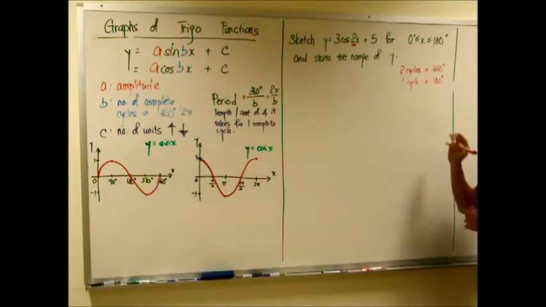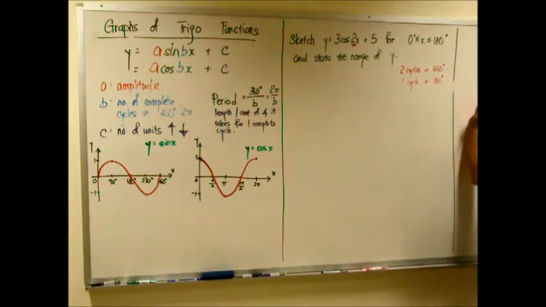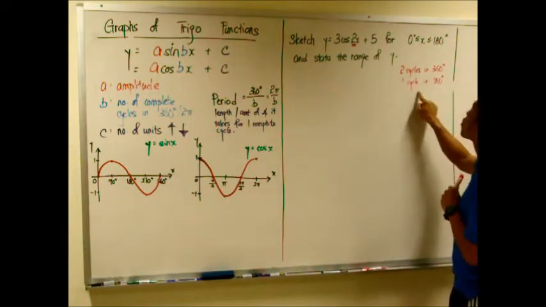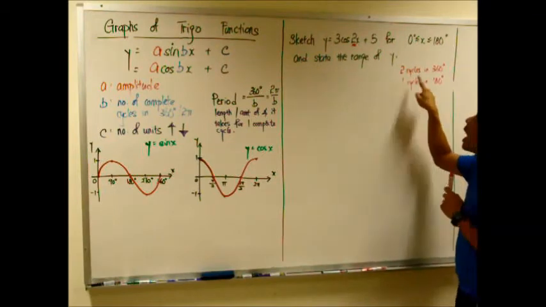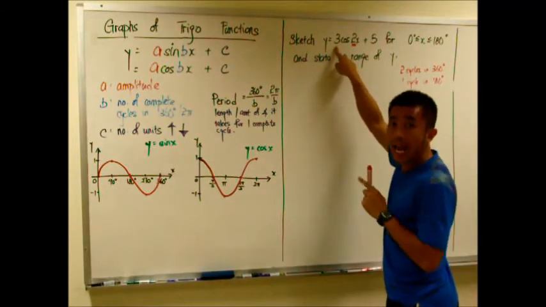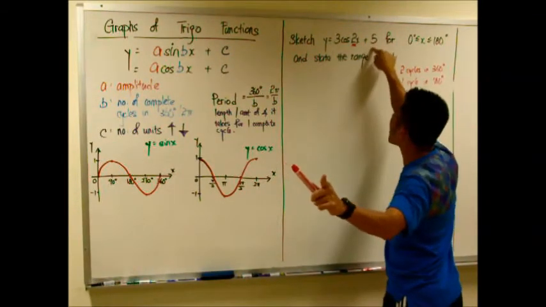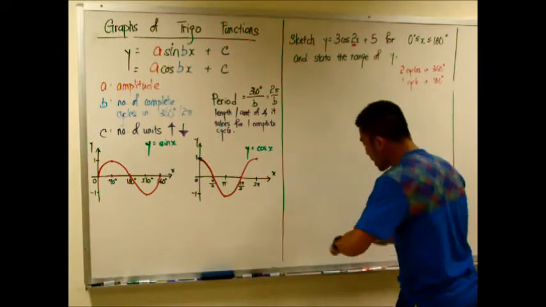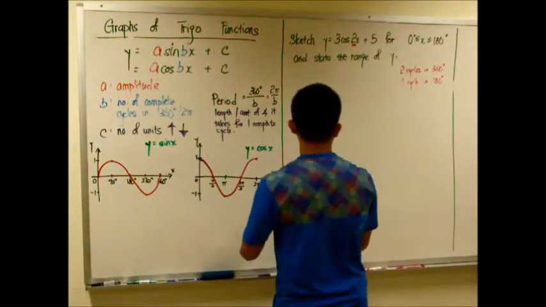Alright, this is something you need to keep in mind. It's not part of the working, but you can put it at one corner so that you're mindful. You only need to draw one complete cycle. Amplitude is going to be 3. After that, you need to shift 5 units up. Okay? Now, we are ready to draw our curve.